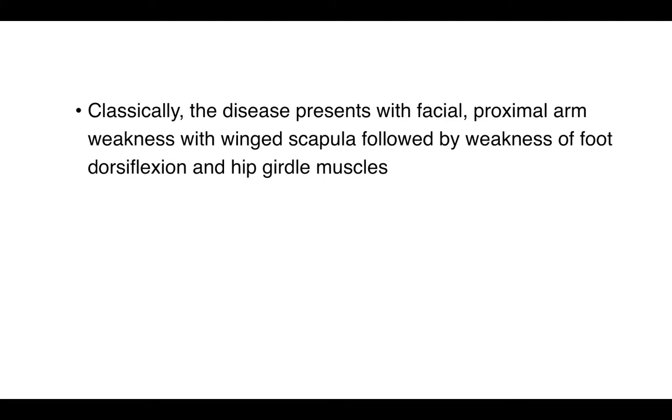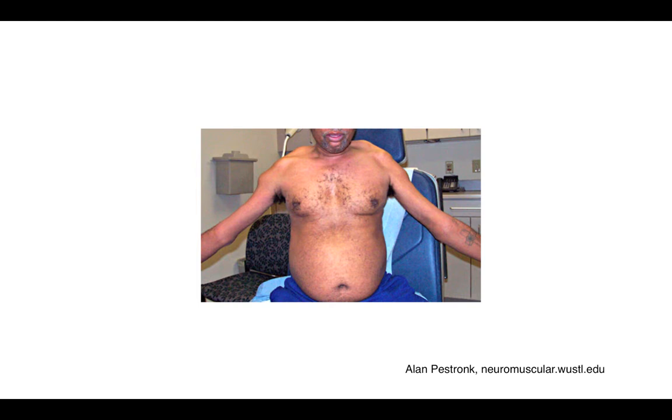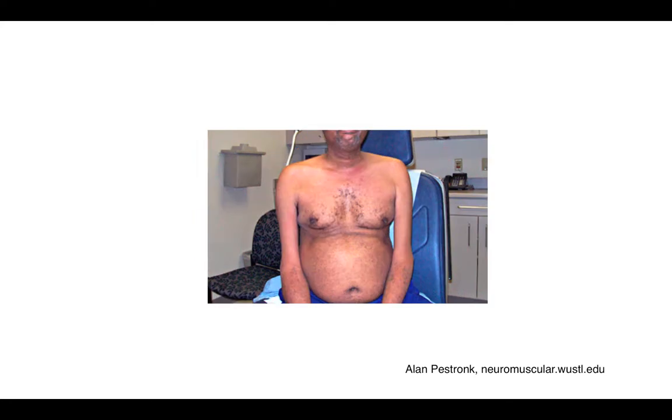presentation of the disease. Here's a gentleman with facioscapulohumeral dystrophy, and here we can see that he has some shoulder weakness in terms of difficulty raising his arms and a sloping shoulder. If you look at his arms, you can see that his biceps are atrophied, suggesting that there's weakness there. And that is the humeral part of the facioscapulohumeral muscular dystrophy.